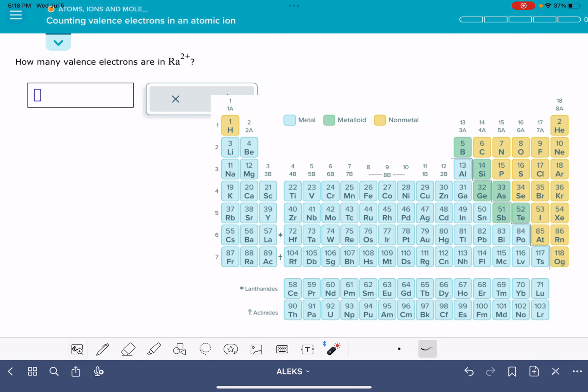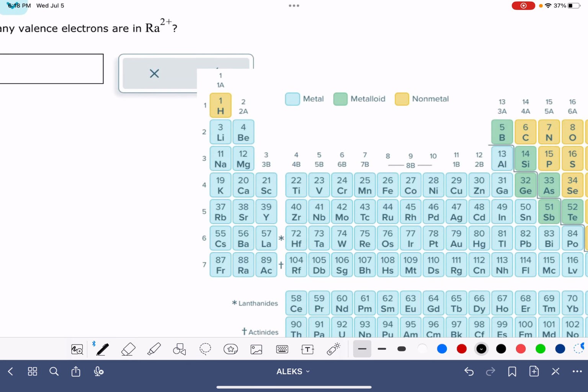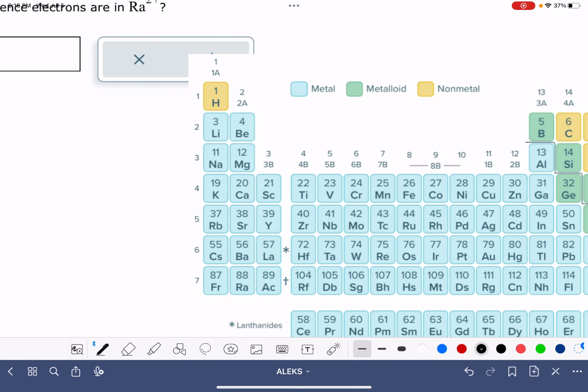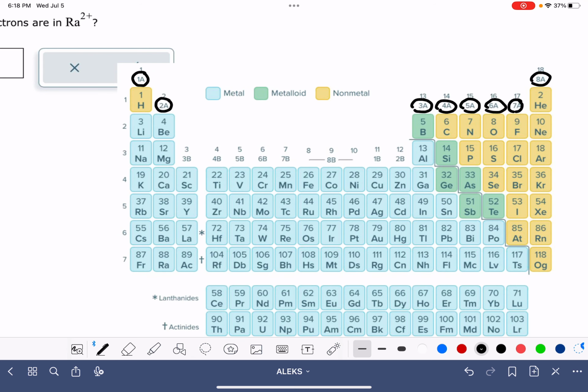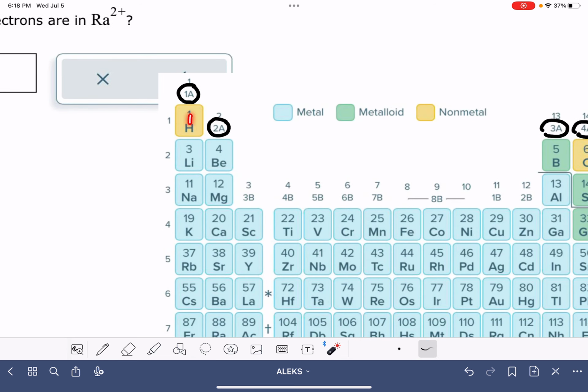The valence electrons are the number of electrons on the outermost surface of an atom or an ion, and they are indicated on the periodic table by the numbering system that uses letters A or B. So I'm circling the relevant numbering system right now. The way that you would read this is all of the elements in this particular column, group 1A, they all have one valence electron.